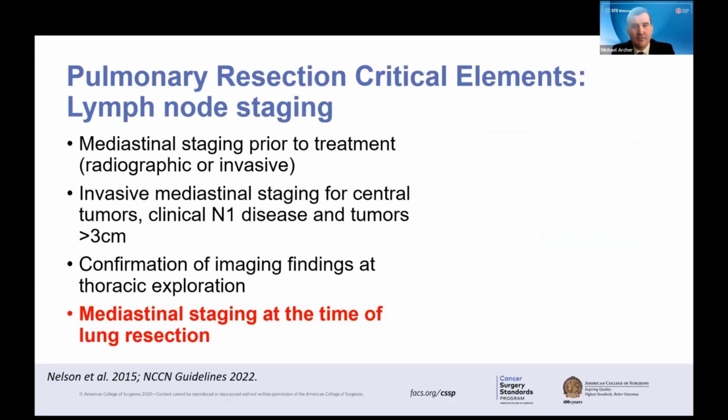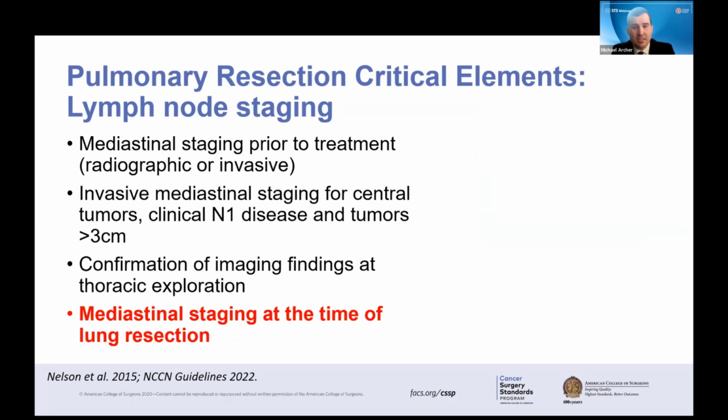Critical elements regarding lymph node staging include a rigorous preoperative clinical staging of the mediastinum, including the use of invasive mediastinal staging for central tumors, clinical N1 disease, and tumors greater than 3 centimeters, as well as for resectable limited stage small cell cancers. Importantly, lymph node staging at the time of operation should confirm preoperative clinical stage.